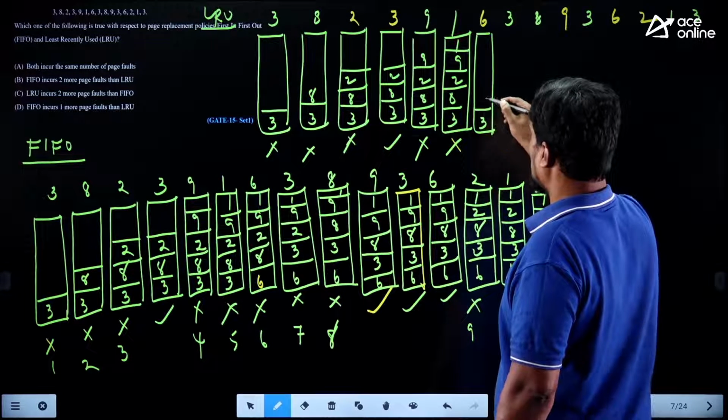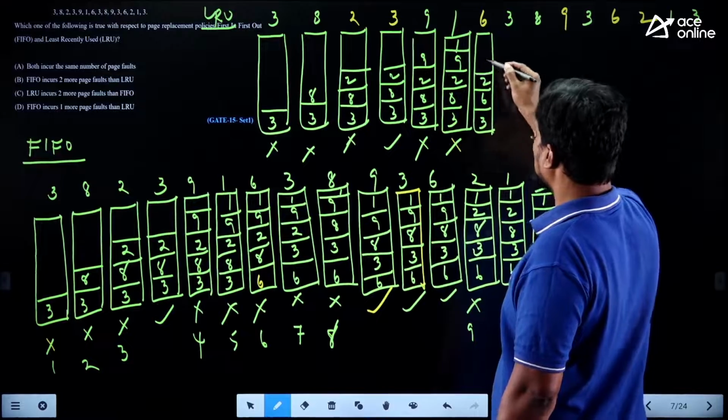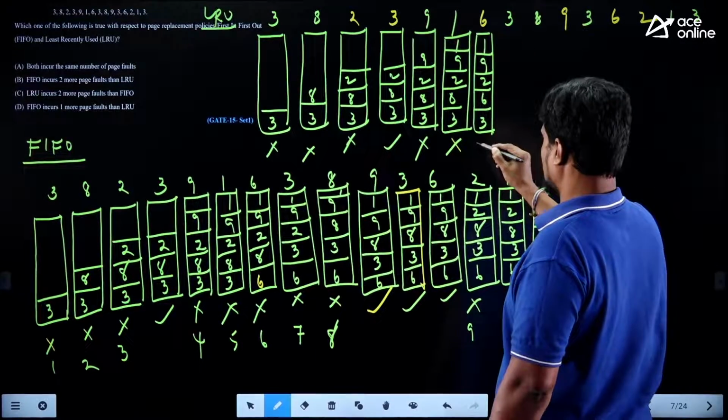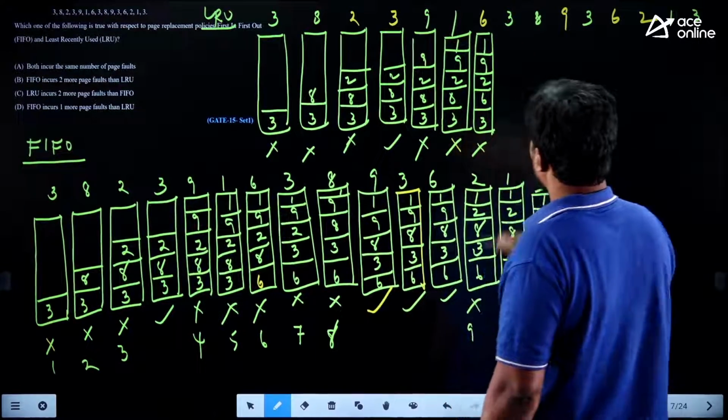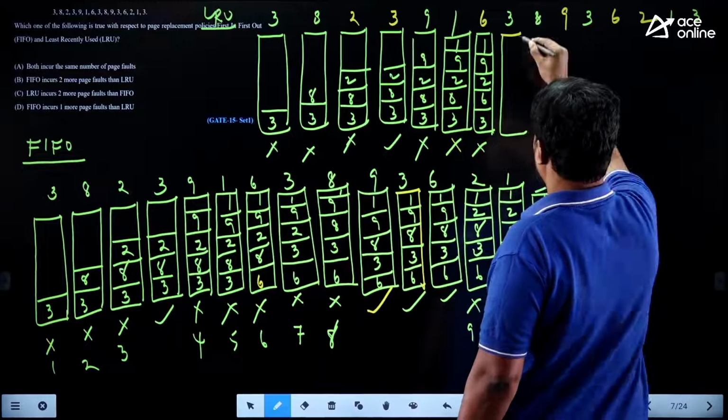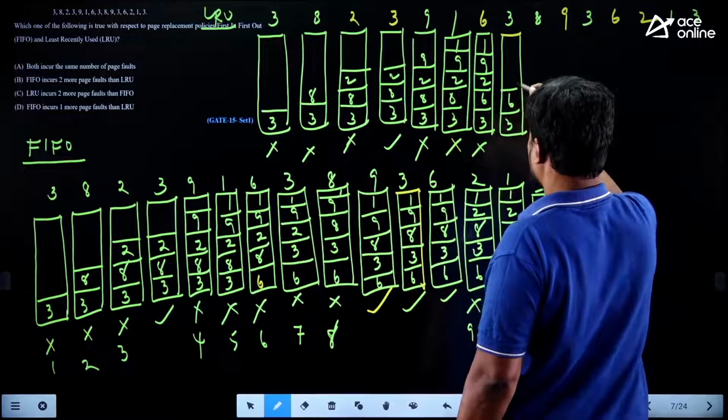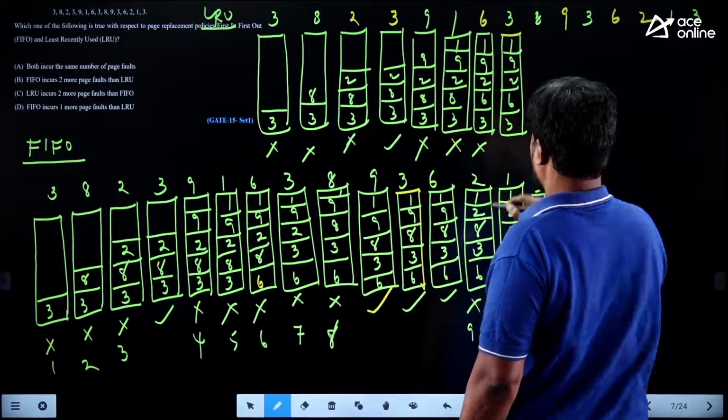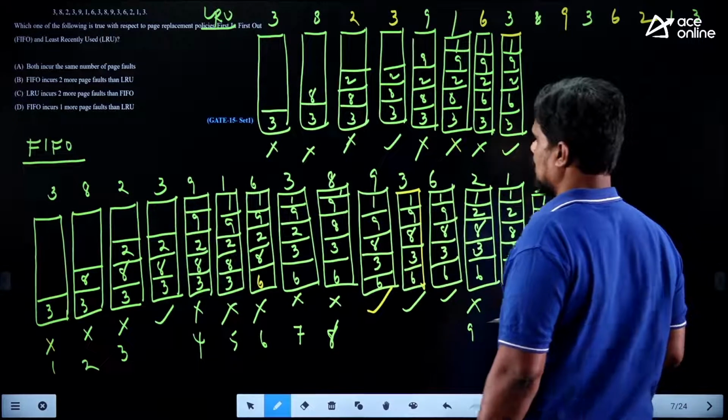So 3 and then 6 and then 2, 9 and then 1. So this is a page fault. Now 3 is already there in the main memory. So 3, 6, 2, 9 and 1, page hit.